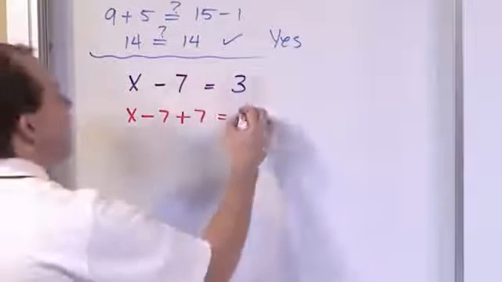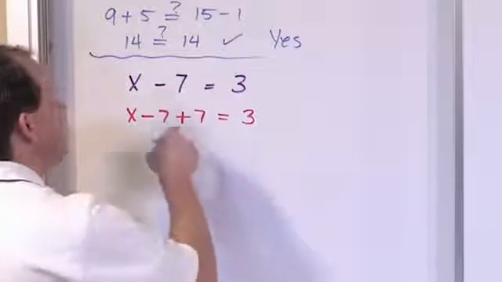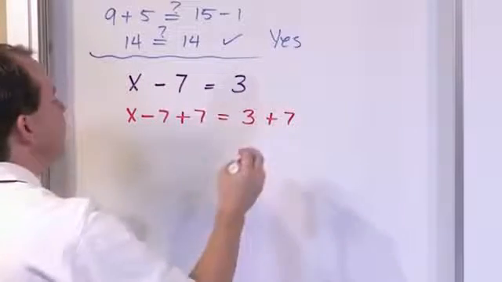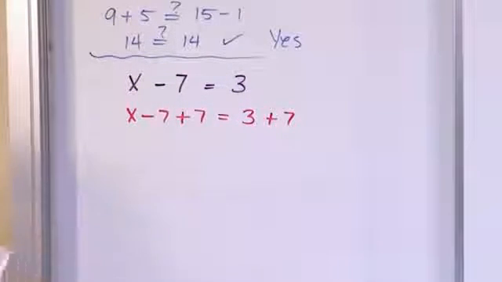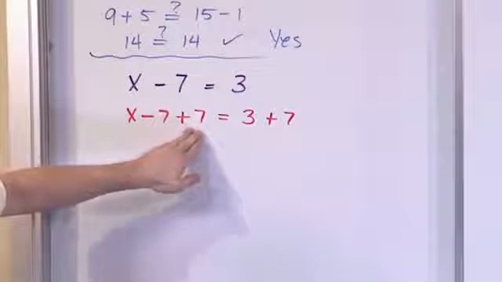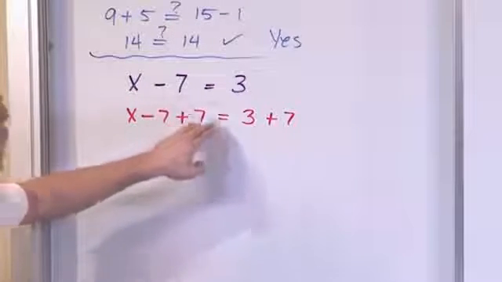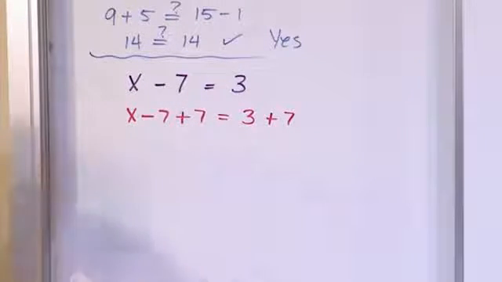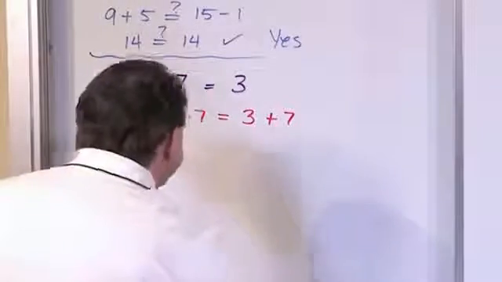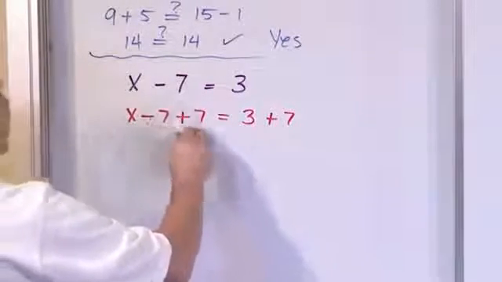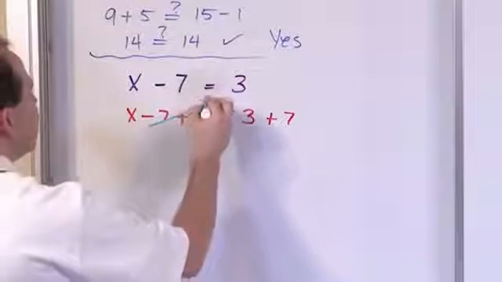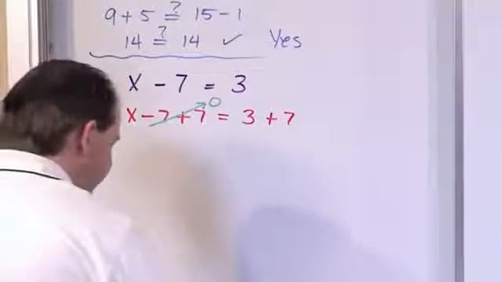And then on the right-hand side, the other rule you have to remember is whatever you do to the left, you also have to do to the right. So on the left-hand side, I have added 7, and because I did it to the left, I also had to do it to the right-hand side. Now on the left-hand side, I have negative 7 plus 7. This is going to go to 0. It's going to basically disappear completely.